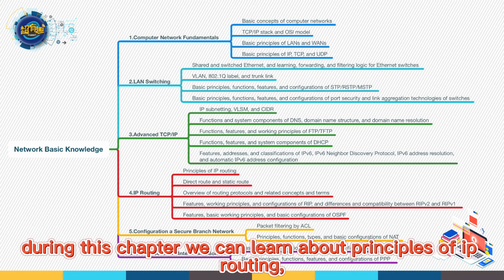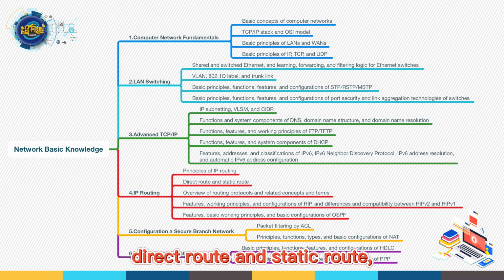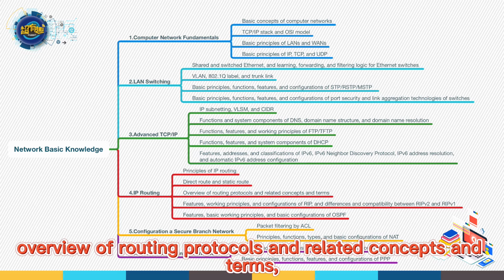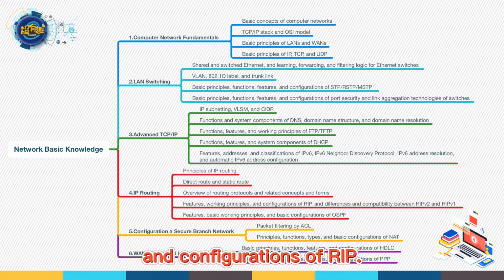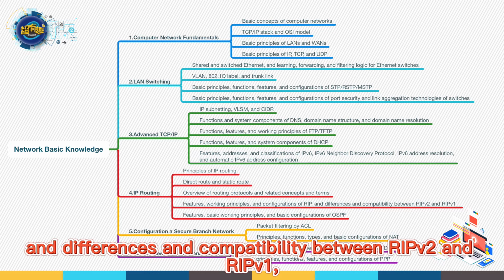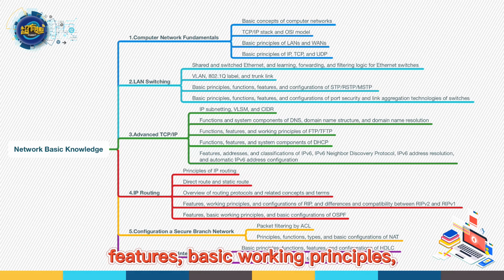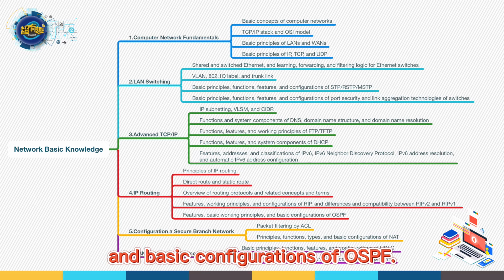During this chapter, we can learn about the principles of IP routing, direct routes and static routes, an overview of routing protocols and related concepts and terms, working principles and configuration of RIP, differences and compatibilities between RIP v2 and RIP v1, and features, basic working principles, and basic configuration of OSPF.